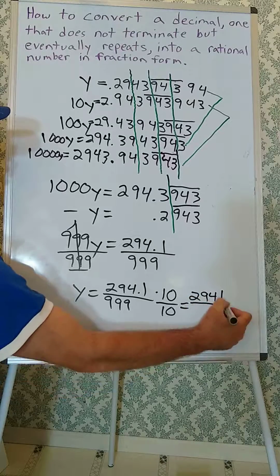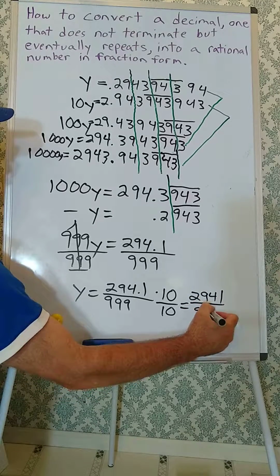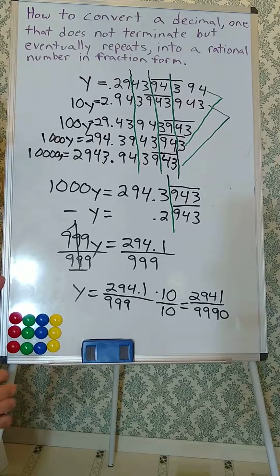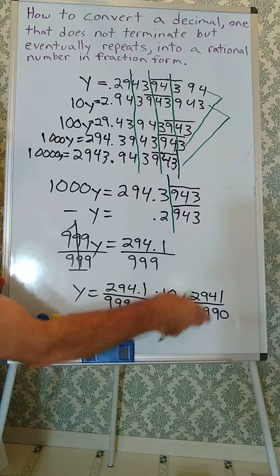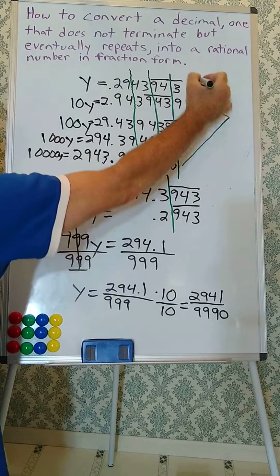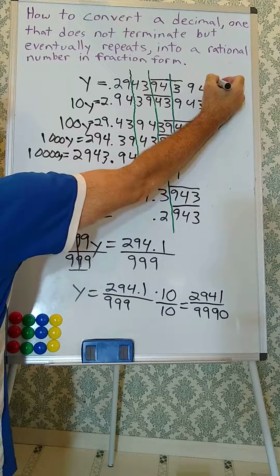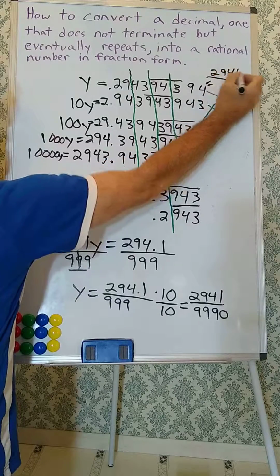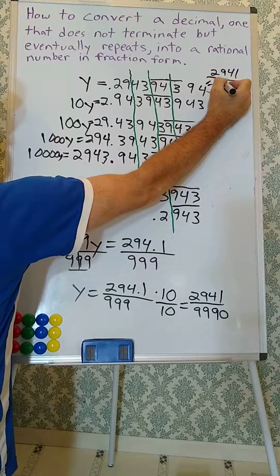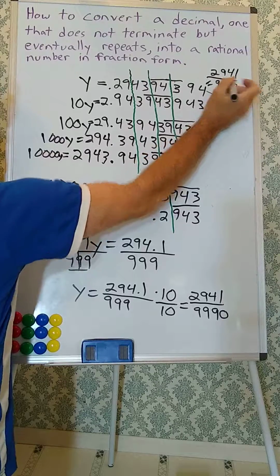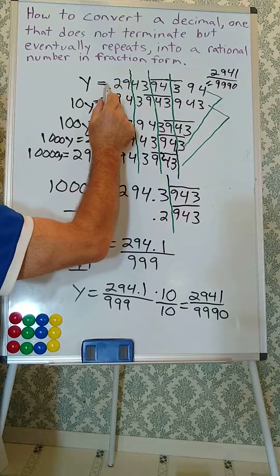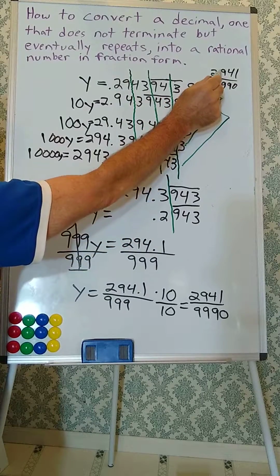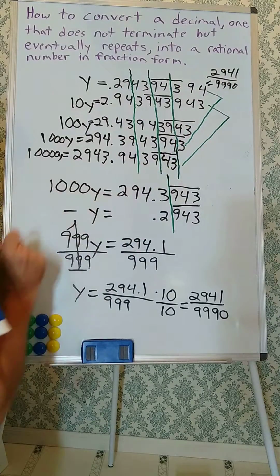And now we will have 2,941 divided by 9,990. And now it is a ratio of 2 integers. So this equals 2,941 divided by 9,990. So we have shown that this decimal, which eventually repeats, is equal to the ratio of these 2 integers.